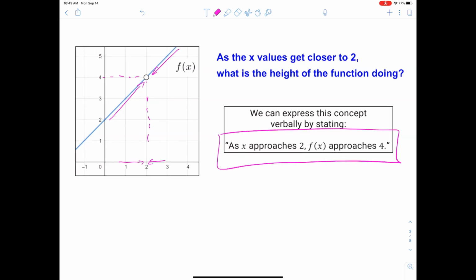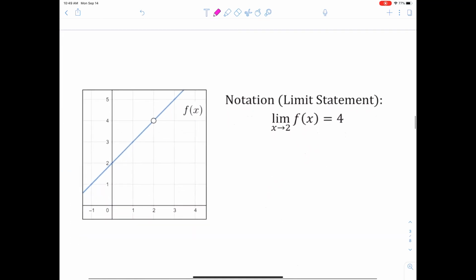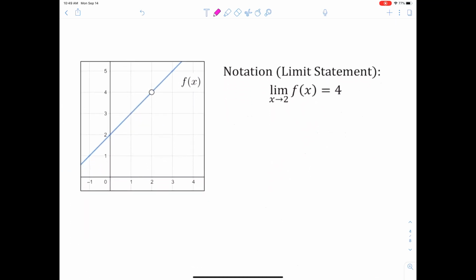So in addition to verbally, we also need to be able to express this mathematically. So we're going to use some symbols for that. And this statement right here with this limit notation says the exact same thing. It has basically 4 main components. One is this symbol, lim, which stands for the word limit, and then we have to designate what x value we're approaching. So in this case, we are approaching an x value of 2.